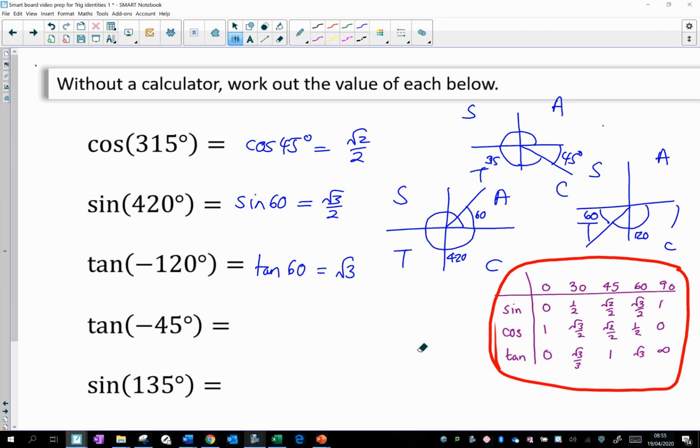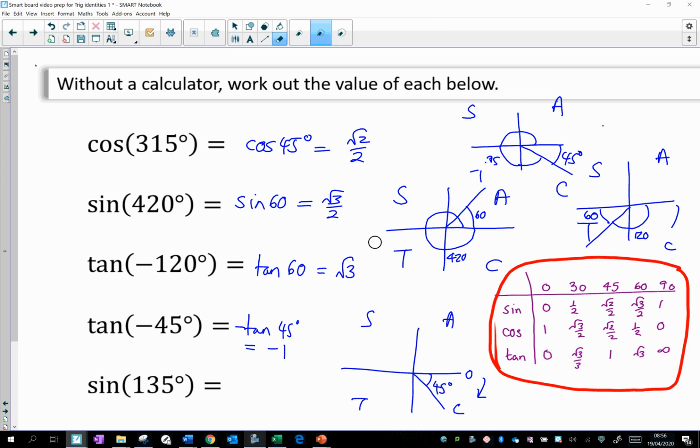Tan of minus 45, so similar idea. So you've got ASTC, minus 45 degrees. Well, there's 0 going in a negative direction. Minus 45 degrees is there, so that angle is 45 degrees. Is in the C section, so it's the same as tan 45 because the angle made with the x-axis is 45 degrees, but because it's in the C section, it'll be negative, so minus tan 45 is just going to be minus 1. Okay, and so the last one, sine 135, let's just rub out that one there.